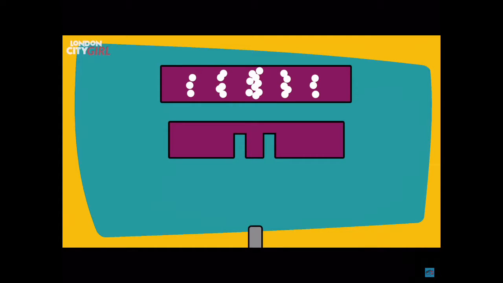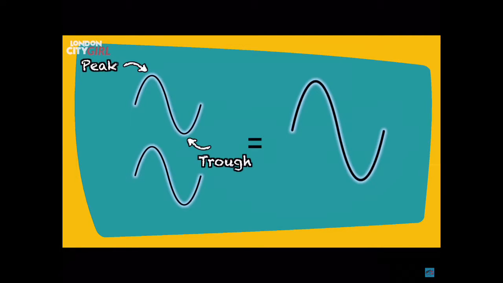The pattern that emerged is an interference pattern and is associated with the behavior of waves. Imagine we have two waves that interact.